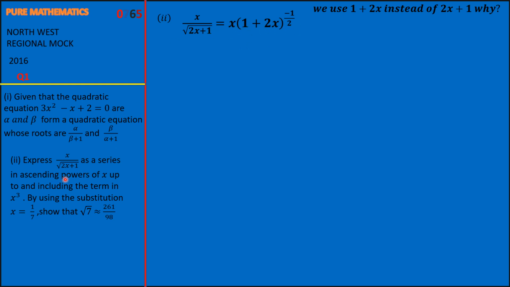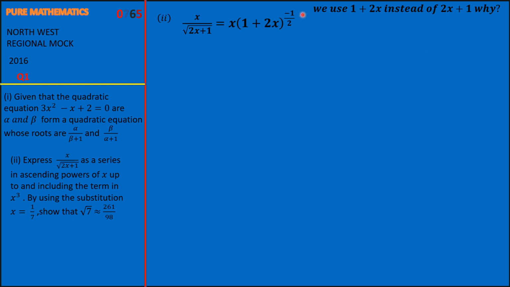So since we are ending at the term in x cubed, it means that when we expand this in ascending powers of x, we should end at x squared, because when we multiply the answer by the highest degree here by x, it will give us x cubed. So we end at x squared. So that's why I have to be very observant.